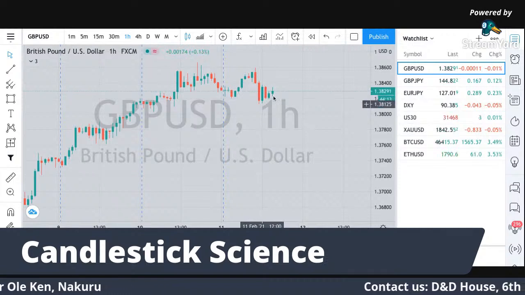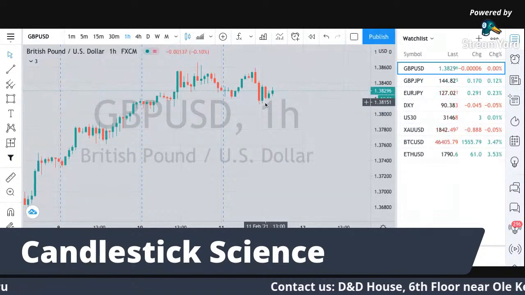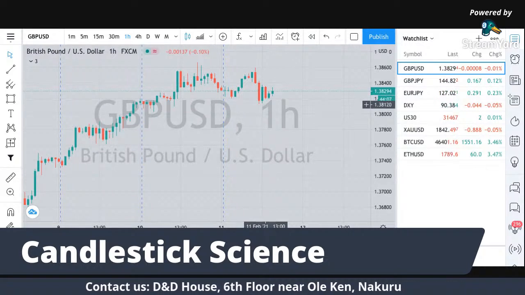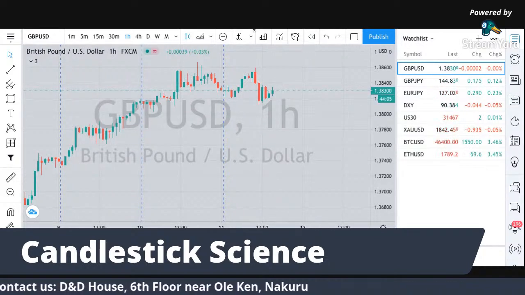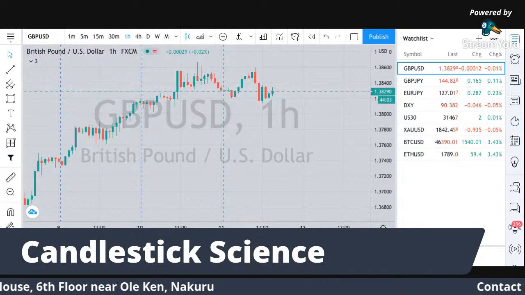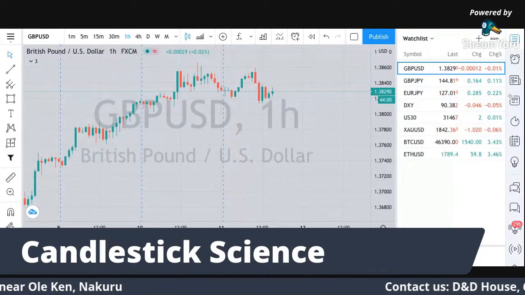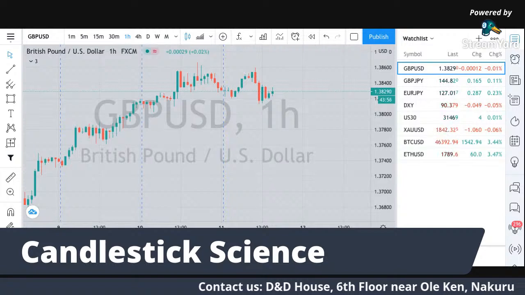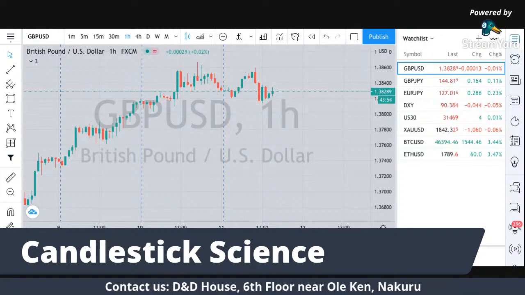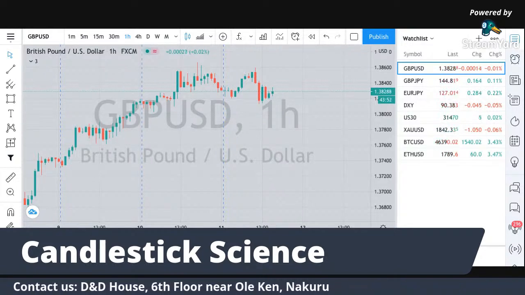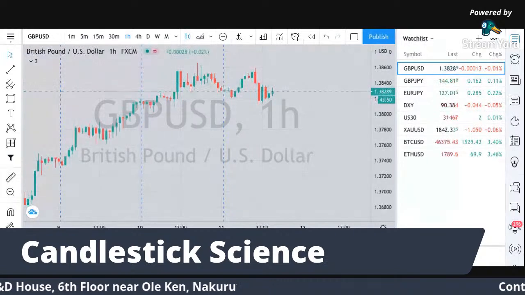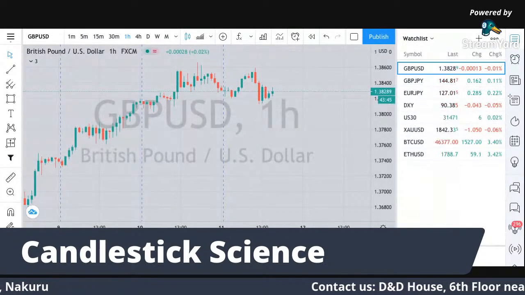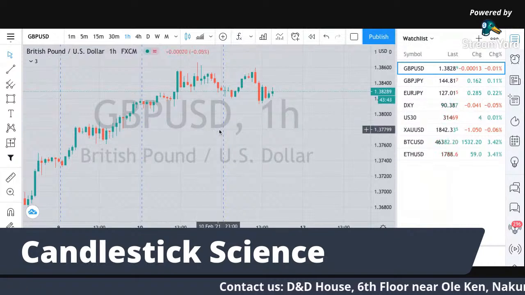What is the name of this pattern? It's called inside man? I have no idea. Let me check. When I just look at it like this, it looks like a bearish move. If you draw a support line here below and here above, it came down, and then now it goes back up.